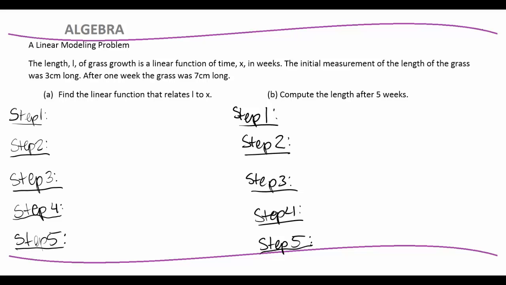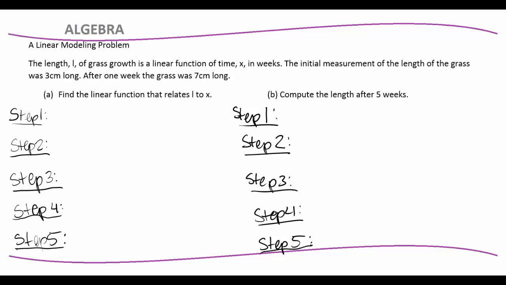Today we're going to work a linear modeling problem. The length L of grass growth is a linear function of time x in weeks. The initial measurement of the length of the grass was 3 centimeters long. After 1 week, the grass was 7 centimeters long. Part A asks, find the linear function that relates L to x.